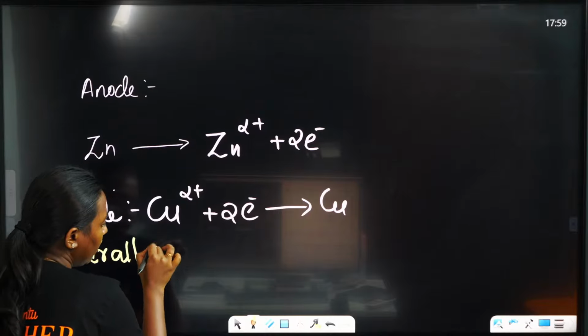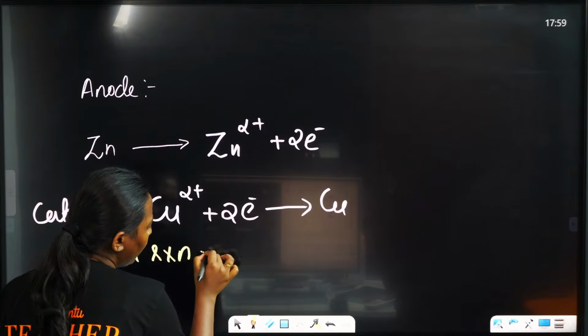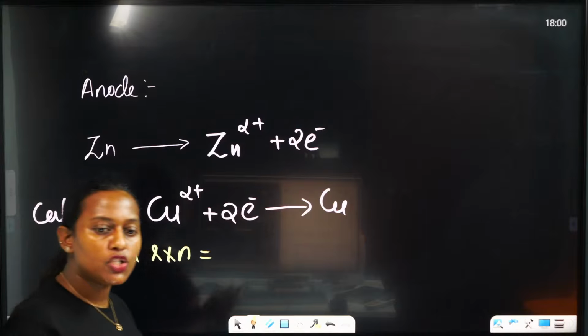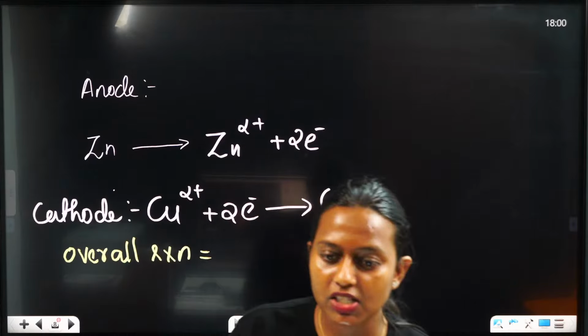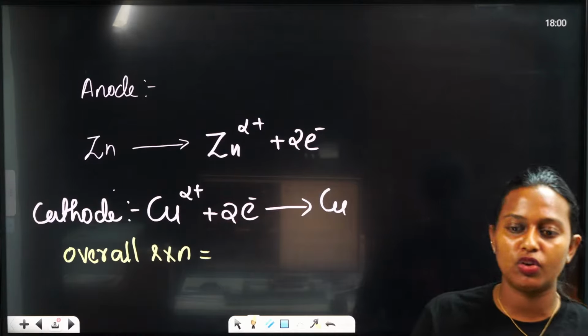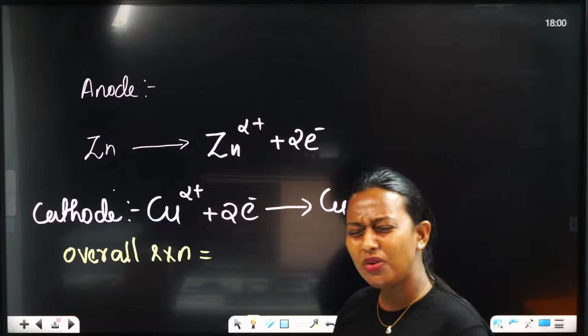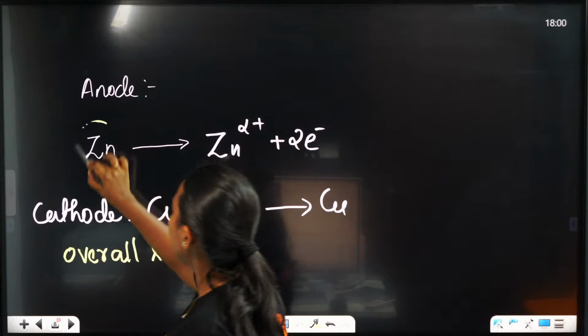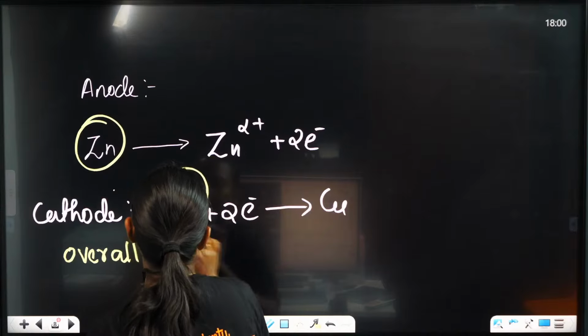Overall reaction. What is overall reaction? It is very simple. We are just adding the anode reaction and the cathode reaction. That is the overall reaction. How will we add the reactions? Simple. First we can add the reactant part.